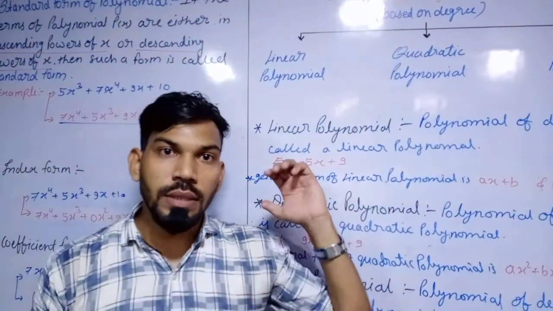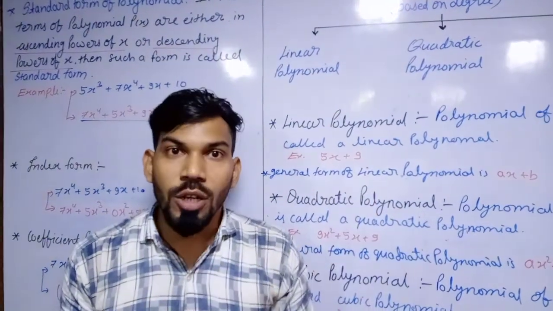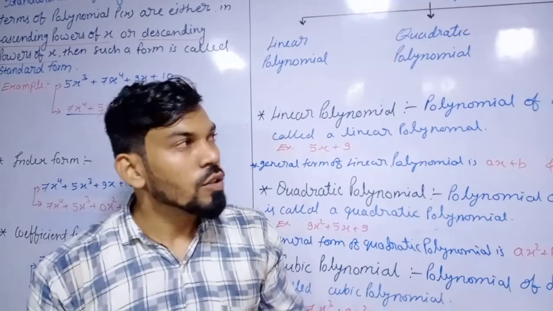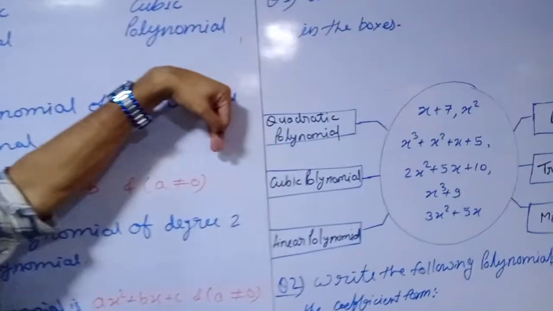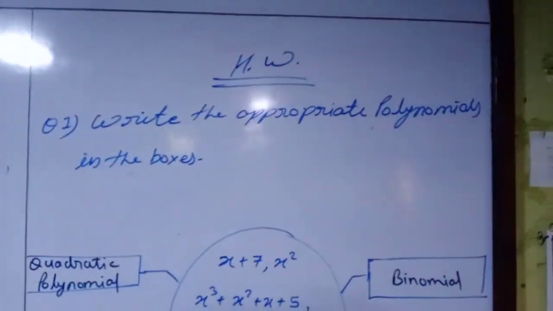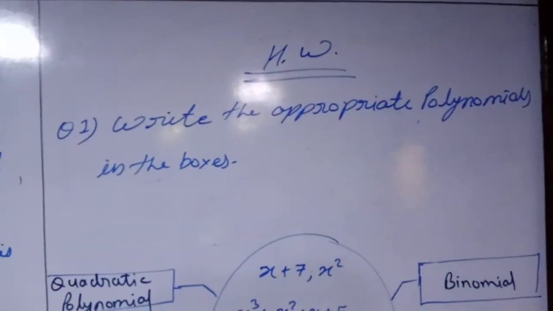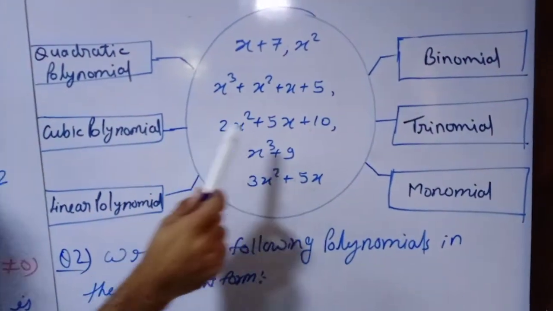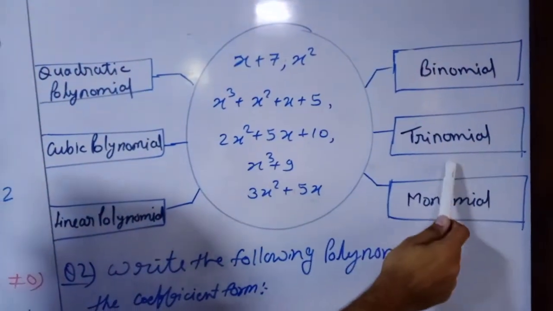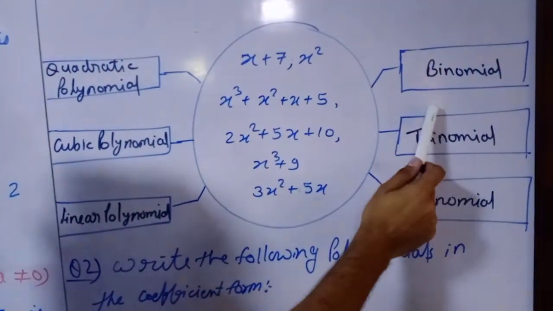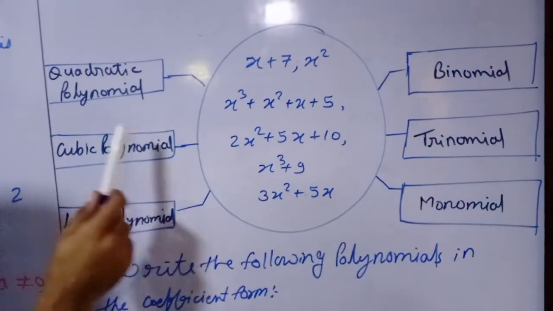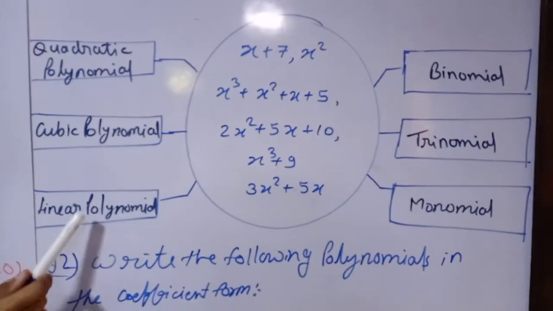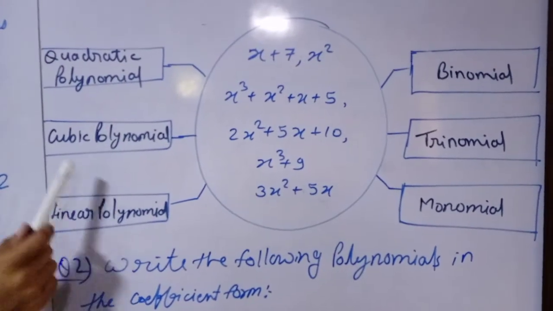So you should watch the video, try to understand the concept, and whatever doubt you have you can ask. You have 2 questions for your homework. Write the appropriate polynomials in the boxes. Here a few polynomials are given. At the right side you have binomial, trinomial and monomial, types of polynomial according to the terms. And on the left side quadratic polynomial, cubic polynomial, linear polynomial. These are the types of polynomial according to the degree.